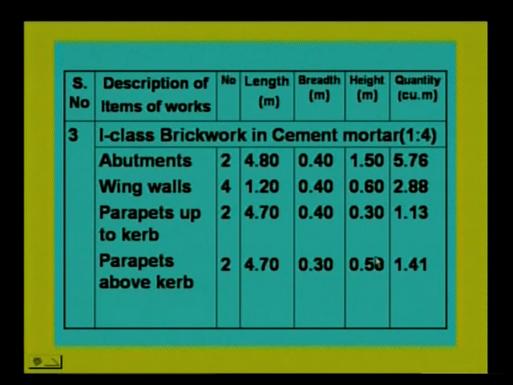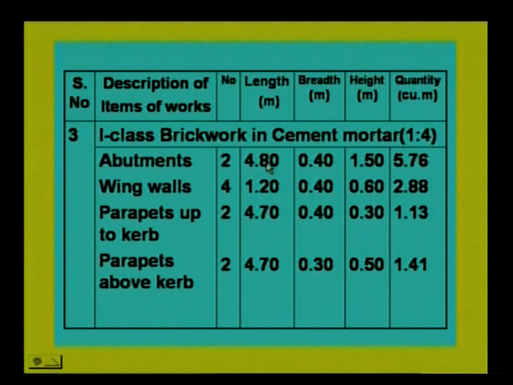So the next one is first class brickwork in cement mortar with 1:4. See, the abutments and wing walls may be constructed either in RR masonry, that is random rubble masonry, or with brickwork. So the quantity of abutments, you can see here, is calculated for 2 abutments. For 2 abutments it is 4.8. You can see that the length of the CC bed is 5.1. If you deduct the projections of 0.3, you will get 4.8 meters.